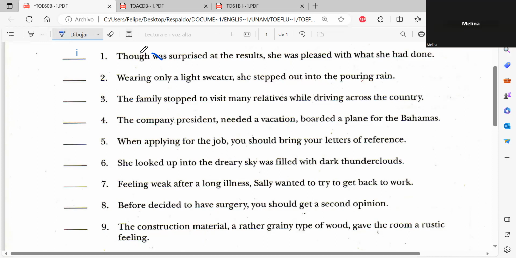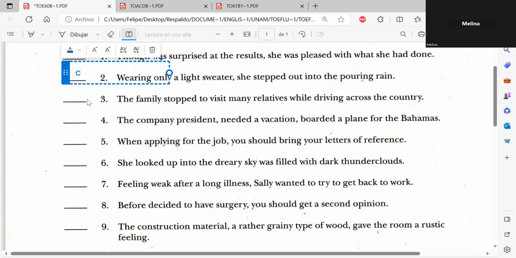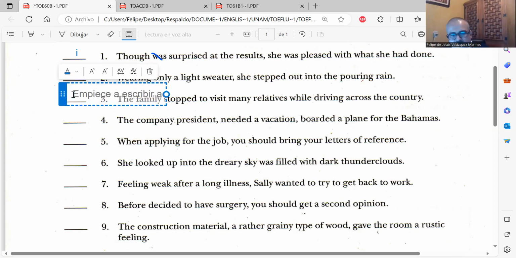Wearing only a light sweater, she stepped out into the pouring rain. I think it is correct. That is correct. Wearing only, yes. Because she was wearing the clothes, yes. Okay, Carlos. The family stopped to visit many relatives while driving across the country. I think it is correct. The marker is while, the connector, while driving. Who was driving? The family. So that I think is correct. Yes, while they were driving, yes.